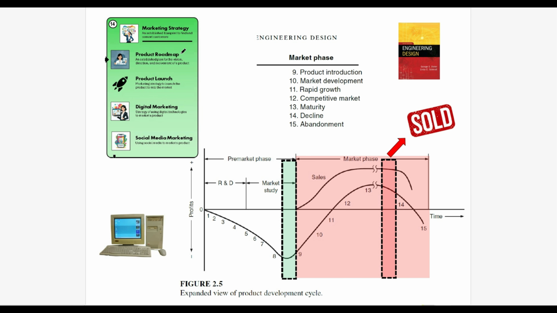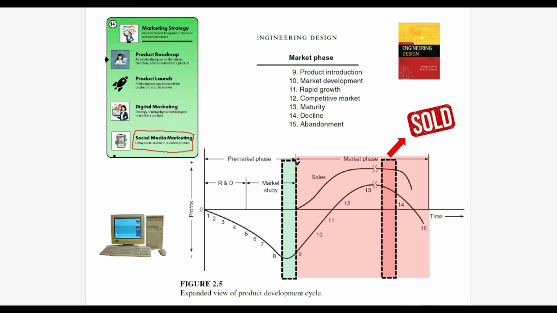You want to have a product roadmap, right? What does that mean? You want to have a strategy for your product launch. You want to have a digital marketing strategy, and of course a social media marketing strategy. These days, this is kind of one of the best bangs for your buck. If you can figure out how to market your product on social media, you'll get a lot more out of it than just regular ads.